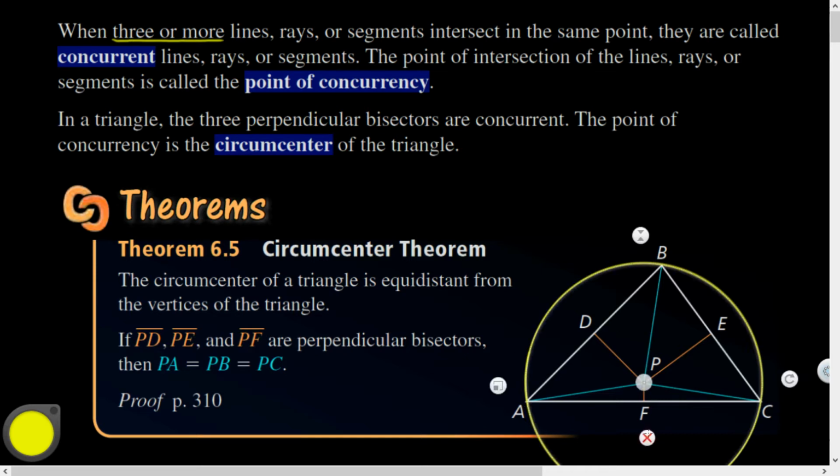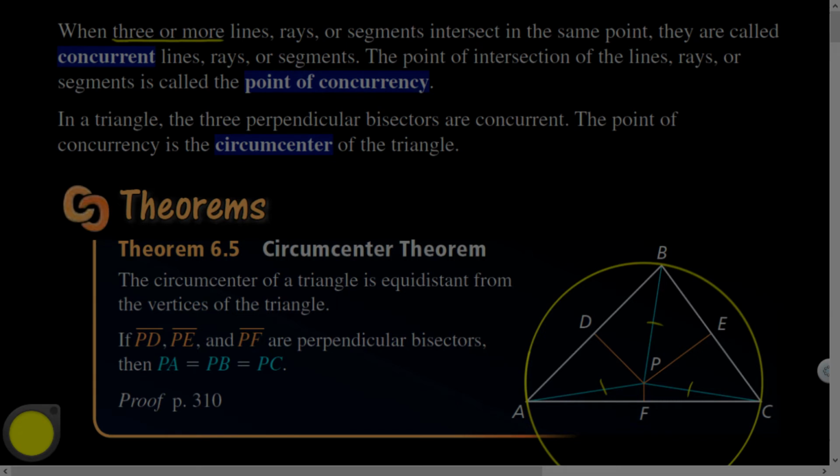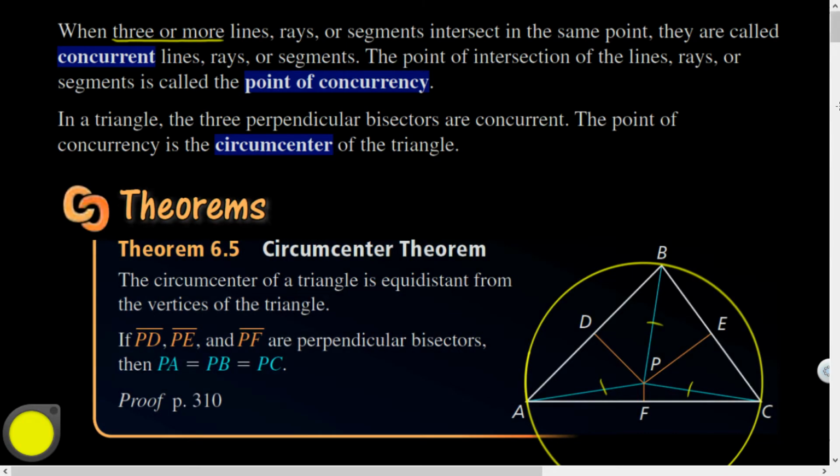It is equidistant because I just drew a circle, and all 3 of these segments are radii, and therefore they are congruent to one another. So the circumcenter is equidistant from the vertices. It's also the center of the circle that you could draw that would pass through all 3 vertices of a triangle. Amazing. So let's solve a real-life problem, friends.